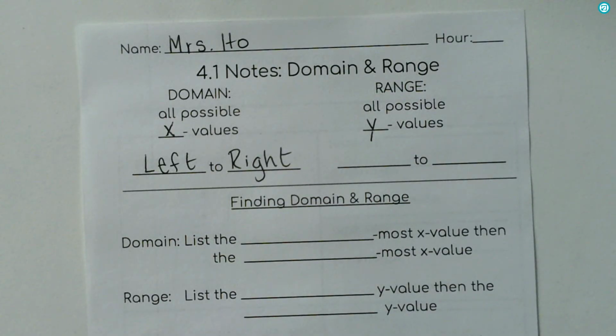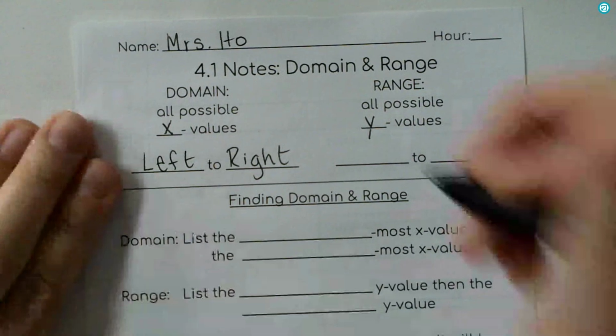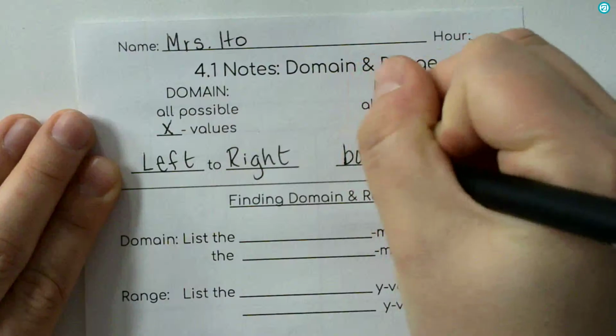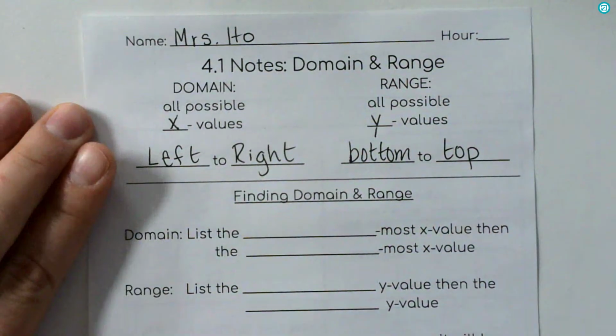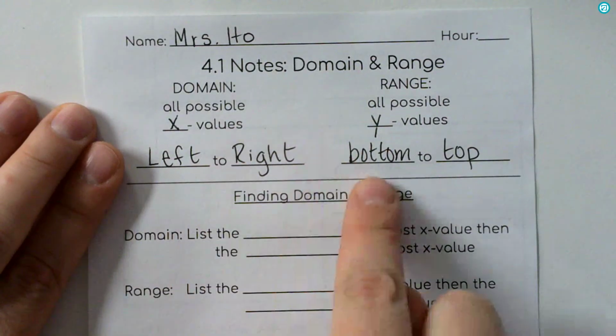Okay, range are our y values. Our y-axis is vertical. We are looking at all of the possible values from bottom to top. So left to right, bottom to top.